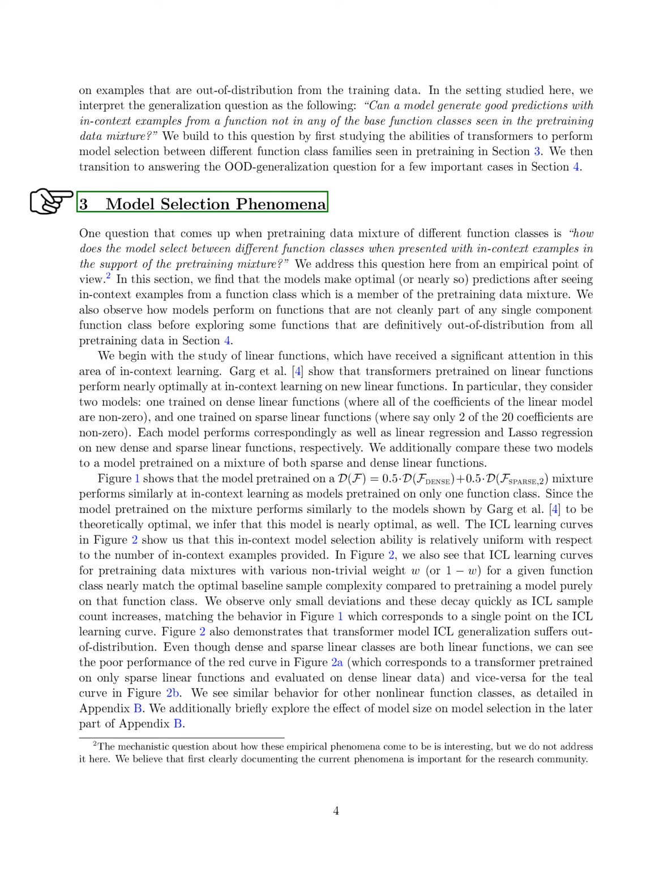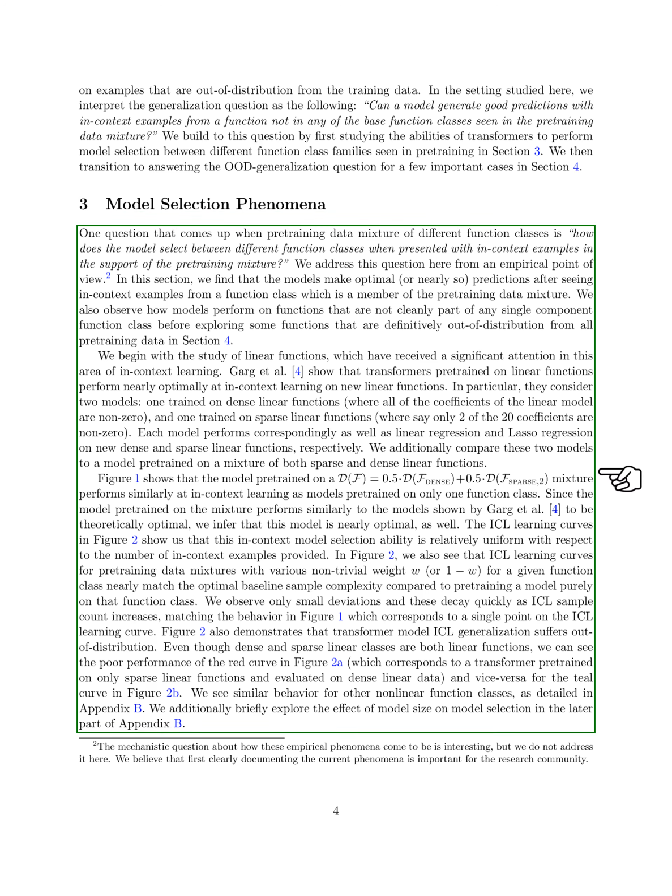Section 3: Model Selection Phenomena. In this section, we're going to explore a question that often arises when we're dealing with a mixture of different function classes during pre-training. The question is, how does the model choose between these different function classes when it encounters examples that are within the range of the pre-training mixture?